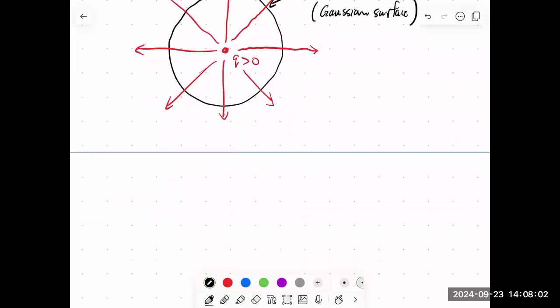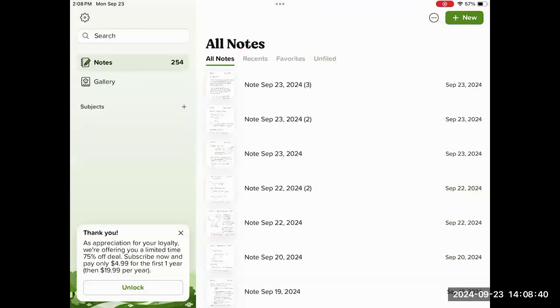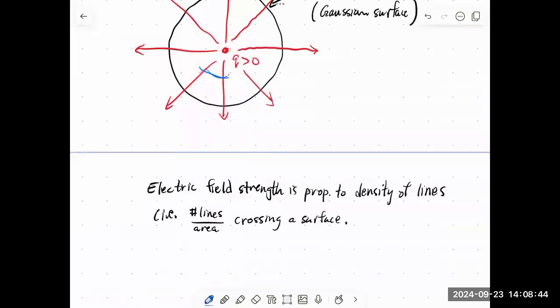Okay, so the electric field strength is proportional to the density of lines. So this is, i.e., the number of lines per unit area crossing a surface. So for example, if I had some kind of surface like this, I could count the number of lines that cross that surface and multiply it by whatever they are, divided by the area of that surface, and that's going to be proportional to the strength of the field.